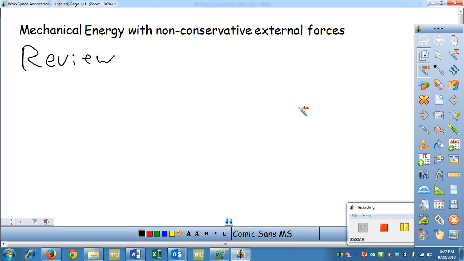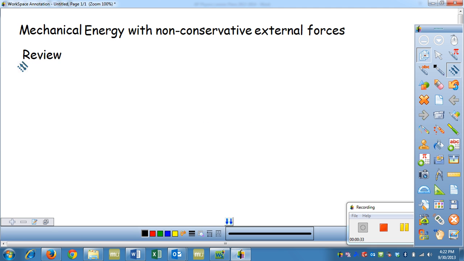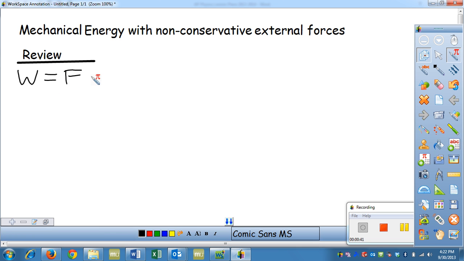All right, so here's what we've got for our review. We've got a work equation. I'm going to put a little underline there. I've got to get back used to this thing. Okay, so we've got our work equation. Good old work equals F cosine theta times S.